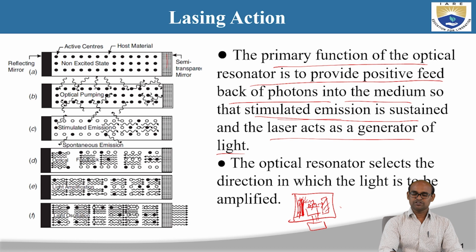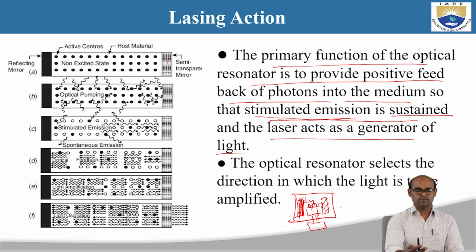Those photons, once there are more of them, are going to come out as a laser beam. The primary function of the optical resonator is to provide positive feedback. That means whenever a photon is emitted, these mirrors are going to send it into the medium again. That is why we say positive feedback of photons into the medium. Those photons are used for sustaining the stimulated emission. Once we have stimulated emission sustained for a long time, you are going to see the generation of light.